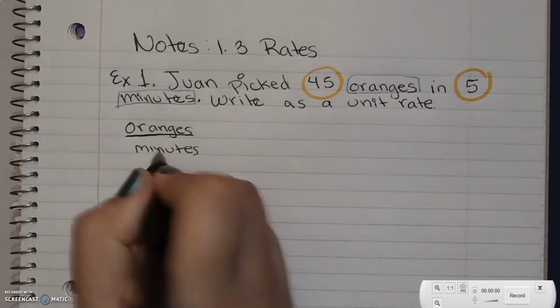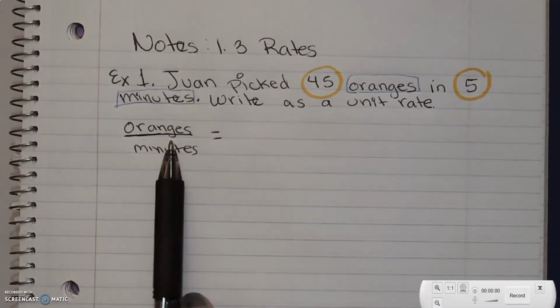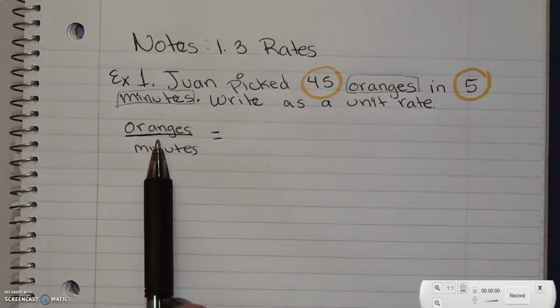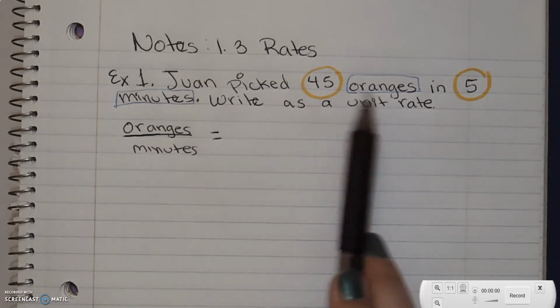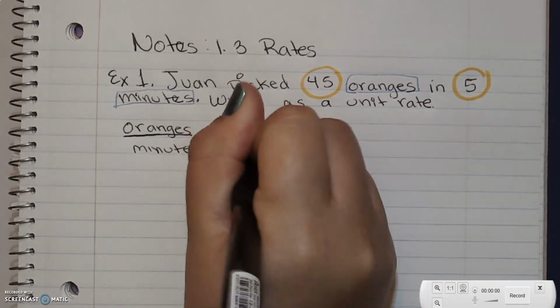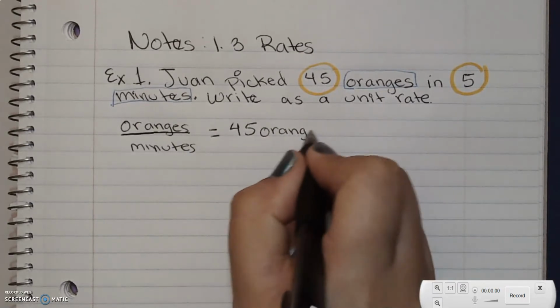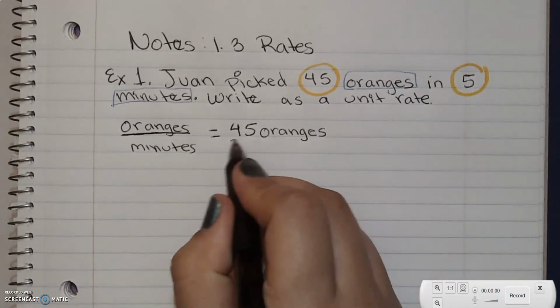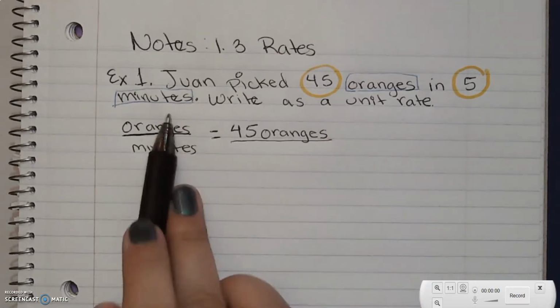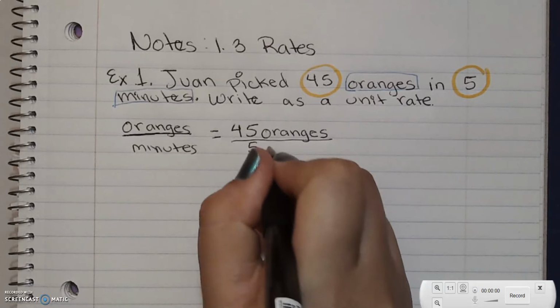Okay, now I am going to go ahead and put my equal sign. Now let's go ahead and find out how many oranges. So how many oranges do we have? We have 45 oranges. So I'm going to put 45. I'm also going to put oranges so we could know what I'm talking about. Okay, now I'm also comparing it with minutes. How many minutes do we have? I have 5 minutes.